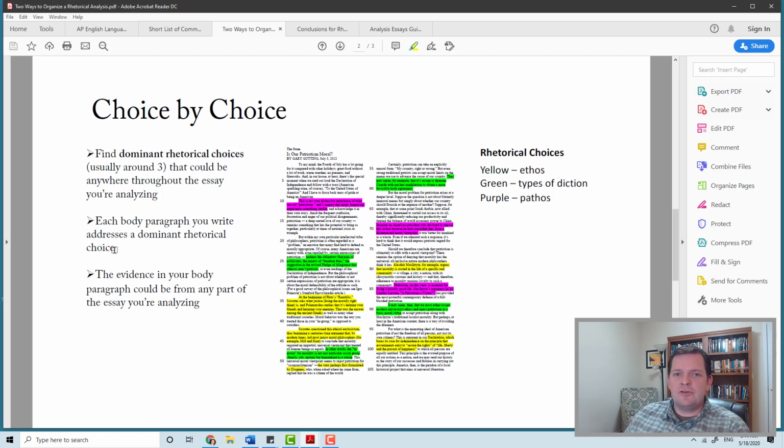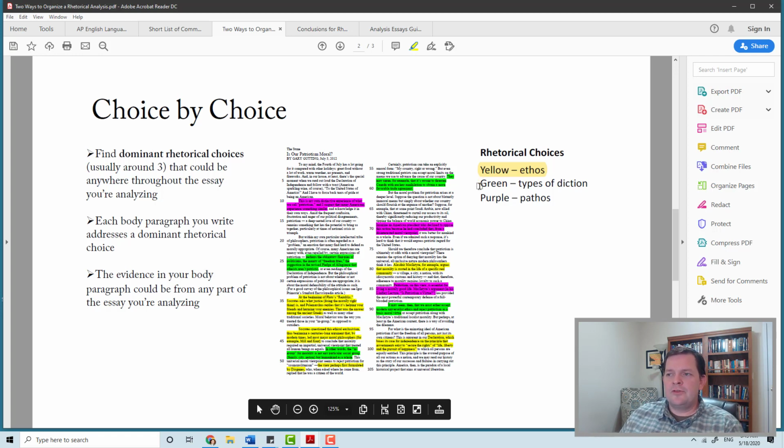And the evidence in your body paragraphs will come from any part of the section you're analyzing. So your first paragraph will talk about the author's ethical arguments. And you can see that examples of the ethical argument come from a wide range of places in this essay. And so here early on, lines 35 through 36, there's an argument from ethics. And then you've got 4 others scattered throughout the passage.